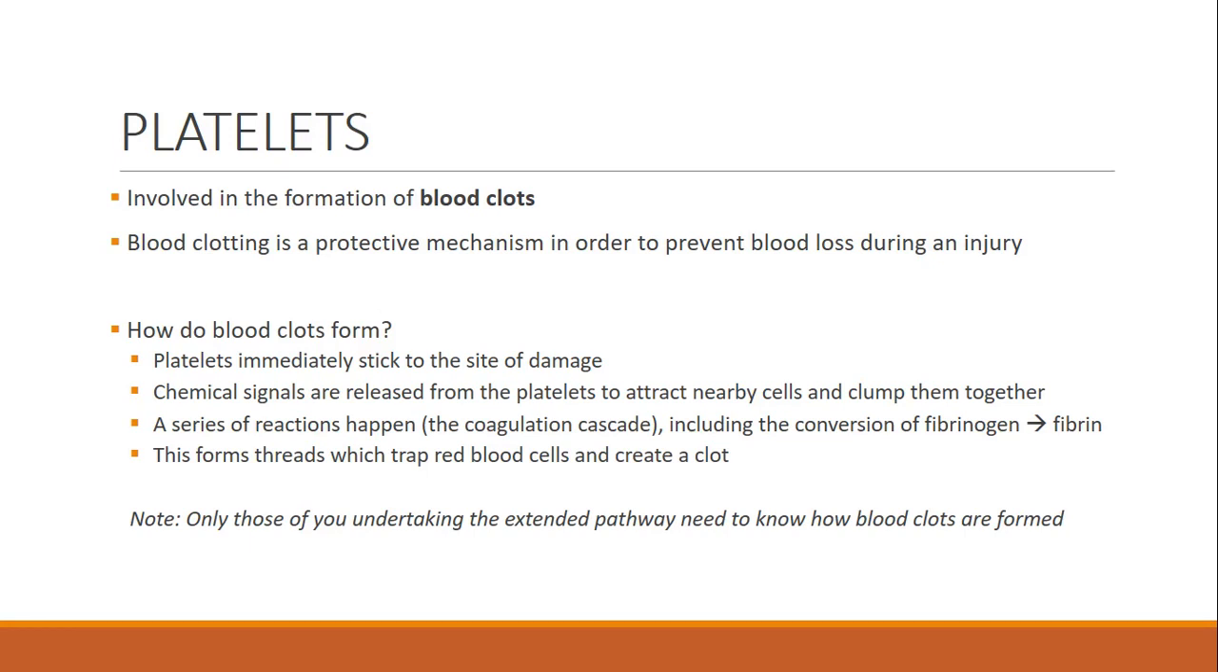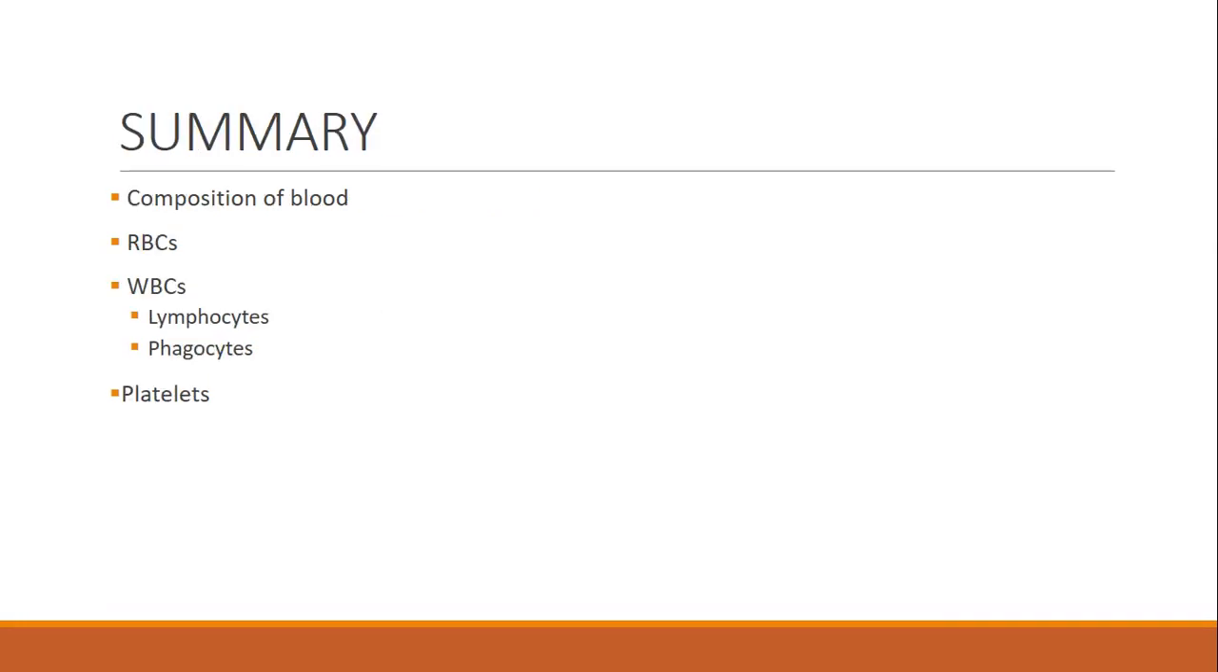Hopefully that makes sense, and if it doesn't, you can do further research, but those are the basic steps, and if you can memorize that, then I'm sure you'll be fine. Overall, we've learned about the composition of blood, red blood cells, white blood cells, and platelets. I want you to go back and have a quick read of it again and make sure you make sense of everything. If it doesn't, then you'll have to do a little more research, or watch the video a couple more times in order to understand everything.